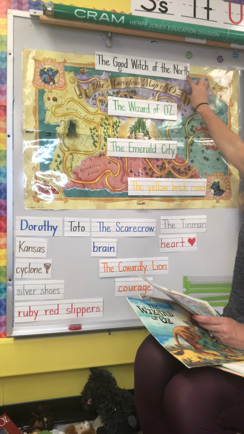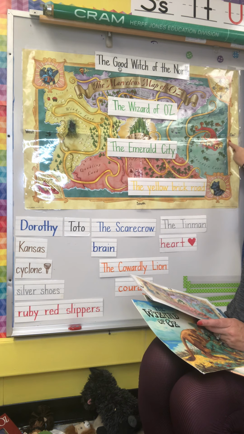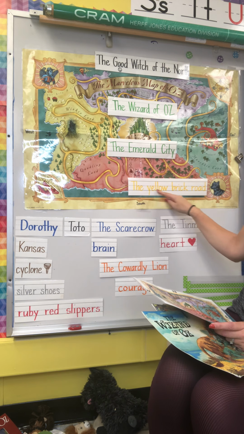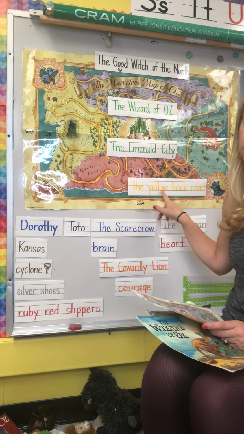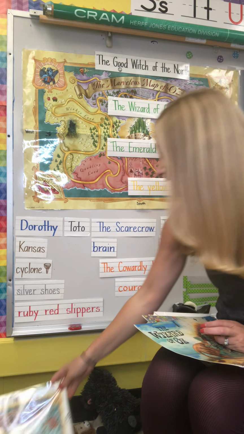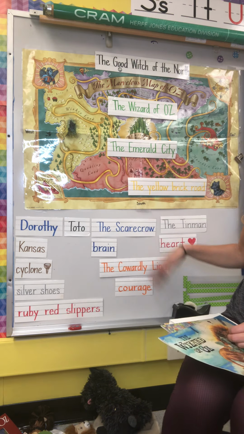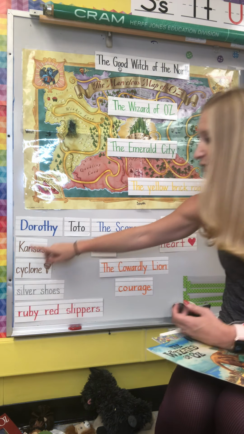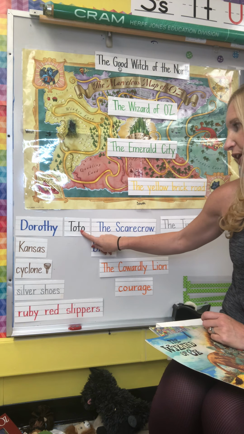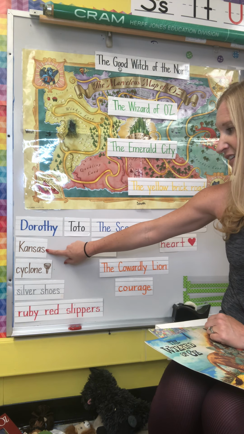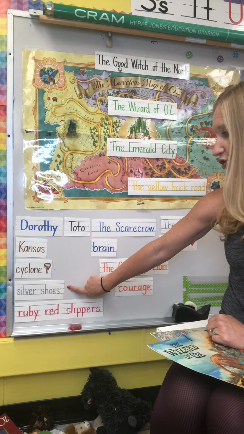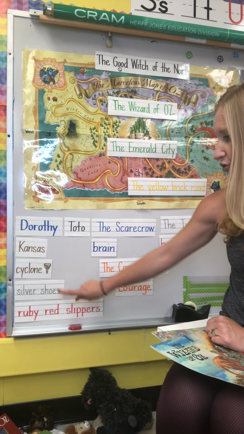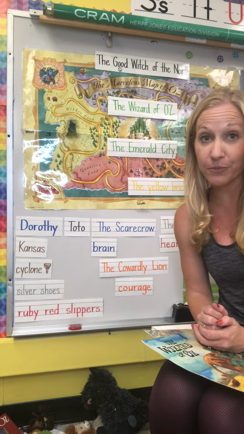I do have the Good Witch of the North up here, and I would put the Wicked Witch of the East over on this side, but there's just no room. Our friends are traveling on the yellow brick road, so that's right here in yellow, which I know is hard to see on the camera. Down here, we have some important things going on. This is all about Dorothy. So again, this says Dorothy and Toto, Kansas, Cyclone, Silver Shoes, and Ruby Red Slippers. And you know that the Silver Shoes are from the story and the Ruby Red Slippers are from the movie.